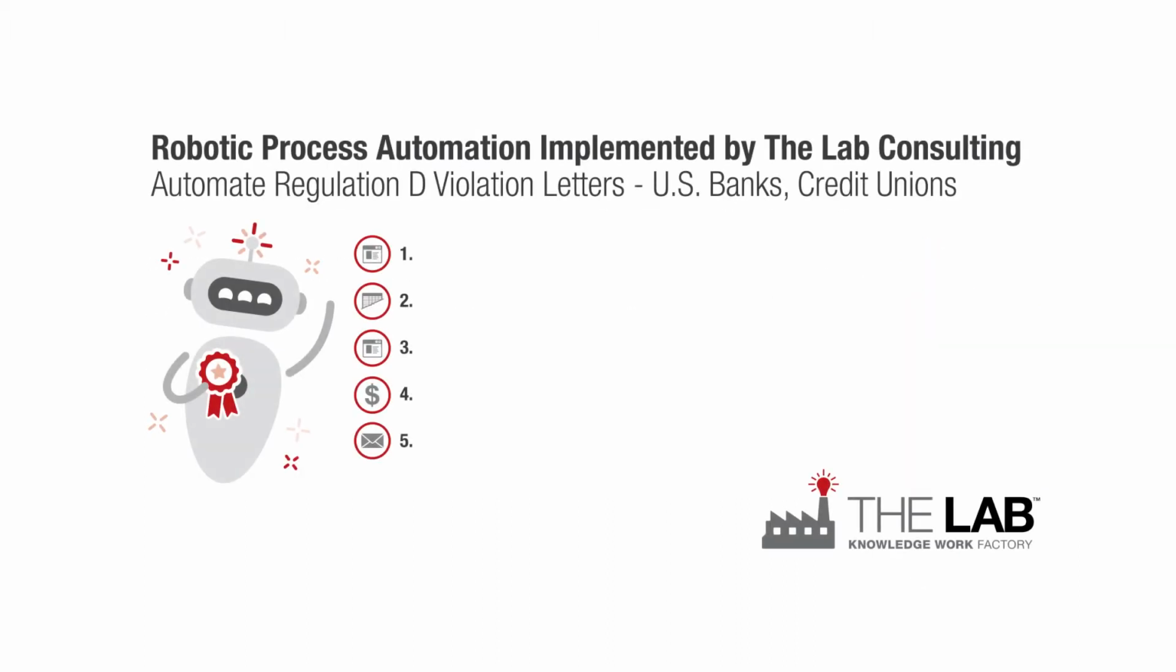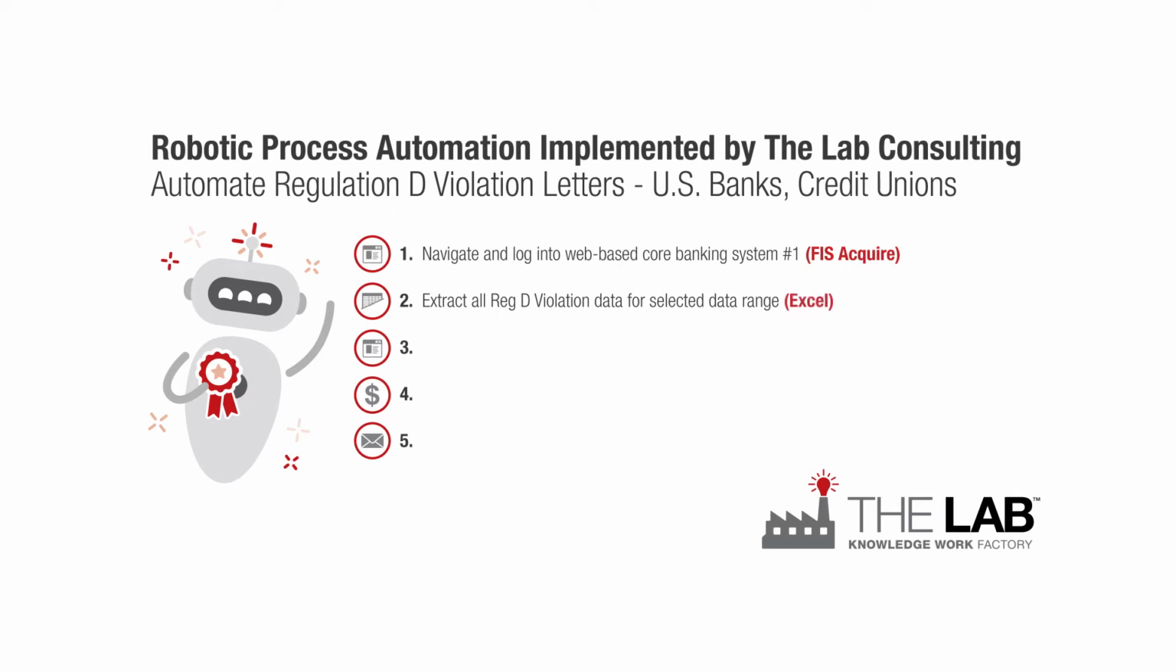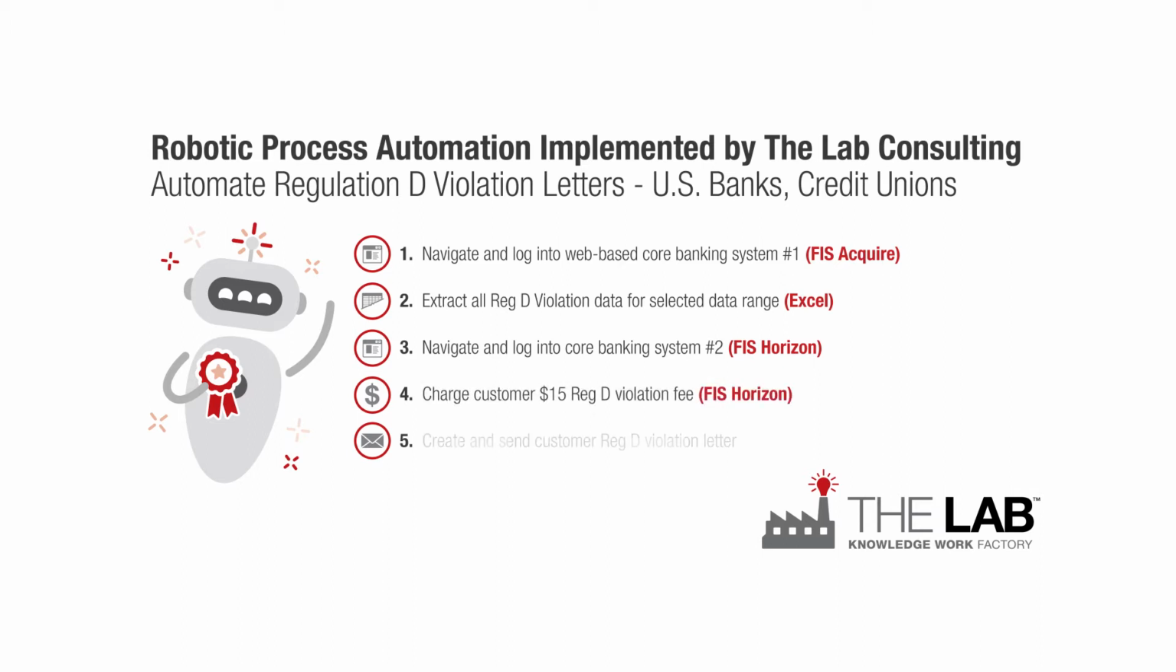Here are the different steps and systems that a knowledge worker must use to create a single Reg D violation letter. The worker must log in to the first core banking system. In this case, it's FIS Acquire. They'll then select the desired date range and extract all violation data and paste it into Microsoft Excel, where they'll manipulate it. Next, they'll log into another core banking system called FIS Horizon to process the information they just manipulated in Excel. In this system, they'll charge the customer the appropriate fee. Then, they'll create the violation letter using a template in Microsoft Word and export it as a PDF. Finally, they'll email the letter using Microsoft Outlook.